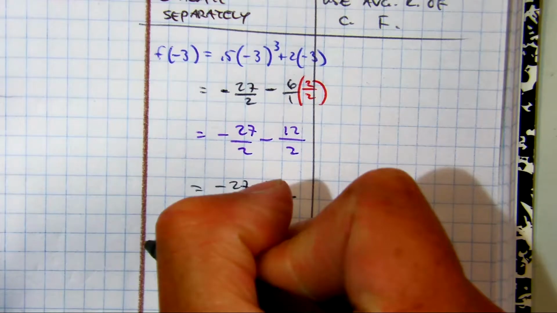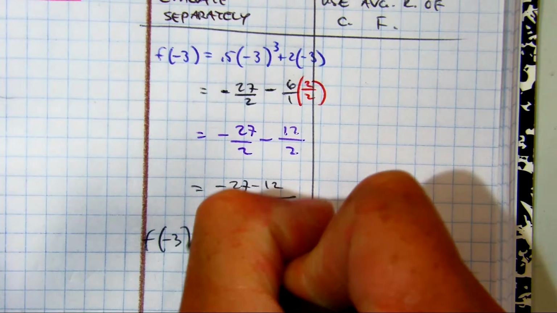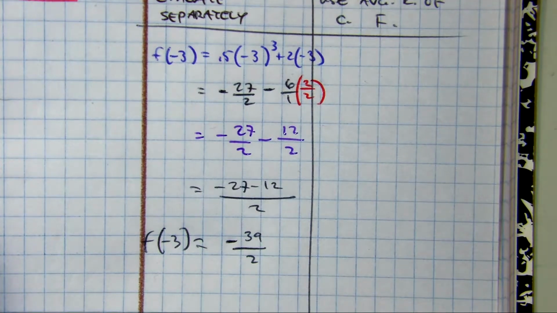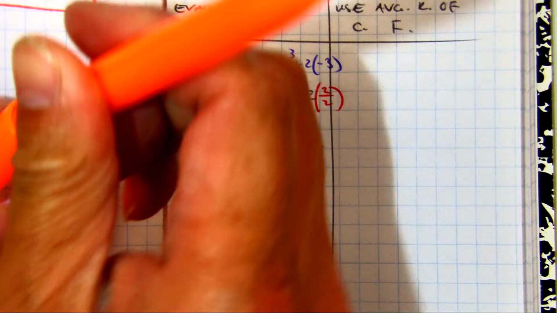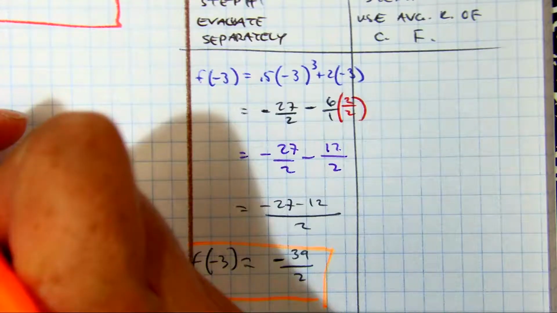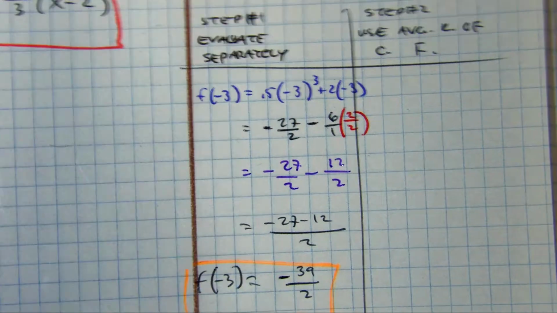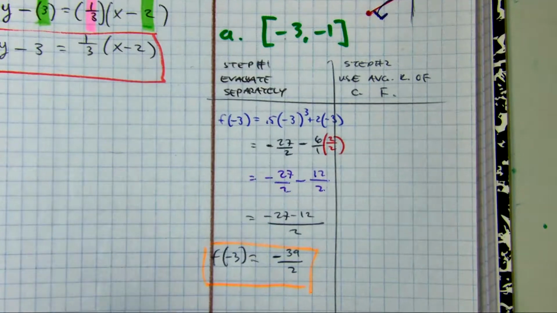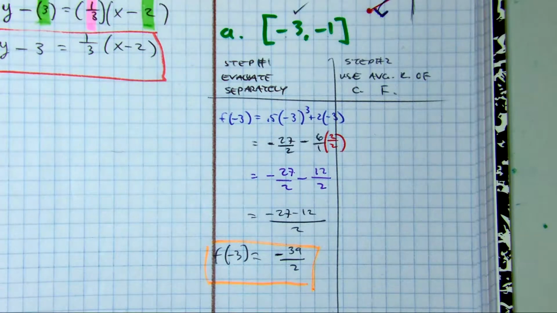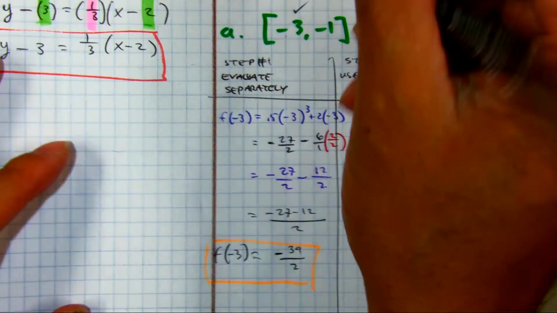When f of -3, and when we put in -3, we get -39 over 2. Pick your favorite color. What did we just do here? I just evaluated when the x value is equal to -3. Let's go ahead now, evaluate -1.